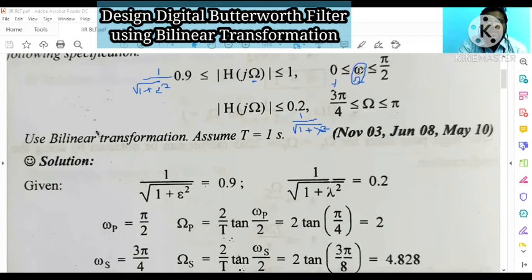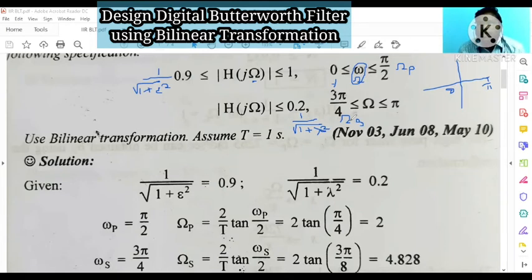Next thing is omega. Generally omega lies between 0 to omega p, isn't it? Omega p, because it is the pass band frequency. Then for the stop band, omega lies between the stop band frequency and pi, because any filter you draw, you start from 0 to pi. So in between you have pass band as well as stop band. So I put here pass band and stop band.